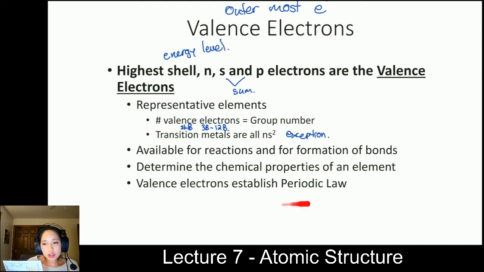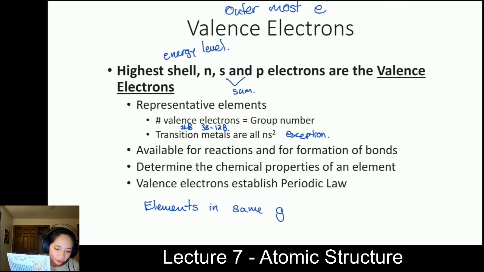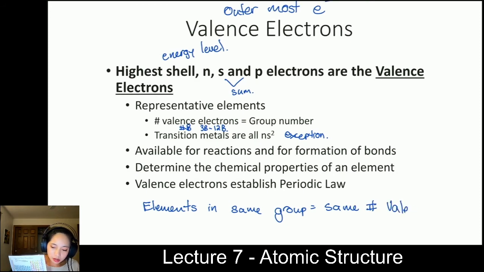So the number of valence shell electrons also tells us chemical properties of that element, and it's what establishes the periodic law that all of the elements within one group will have the same number of valence electrons. I'll just write that: elements in same group have the same number of valence electrons.